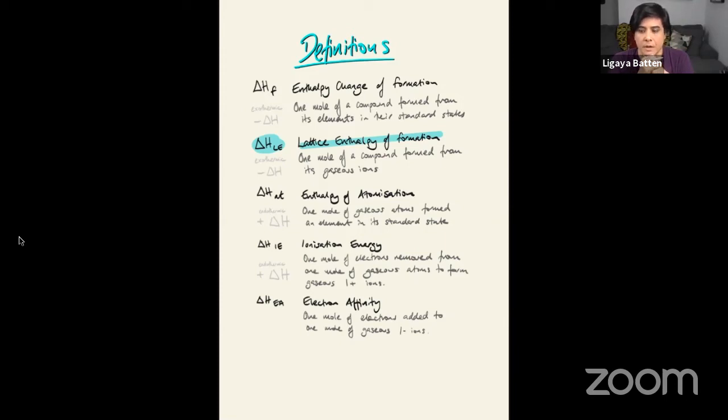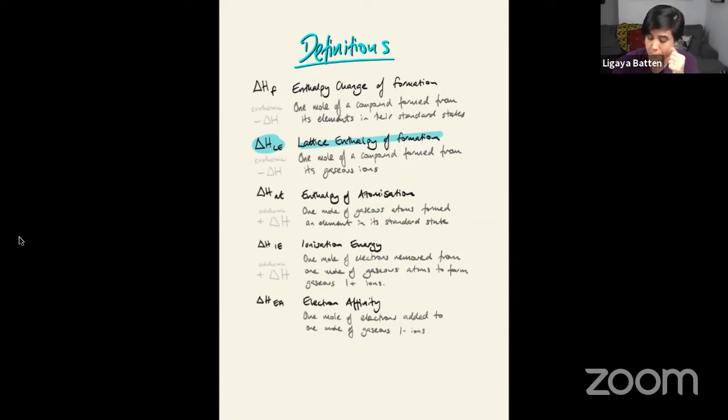So we'll look in a second at how to draw this extended Hess cycle, but the most important thing, and I can't stress this strongly enough in this topic, is to learn your definitions. Not just to be able to regurgitate them and write them down if someone asks for a definition, but to understand what they actually mean and how to write an equation that matches that definition.